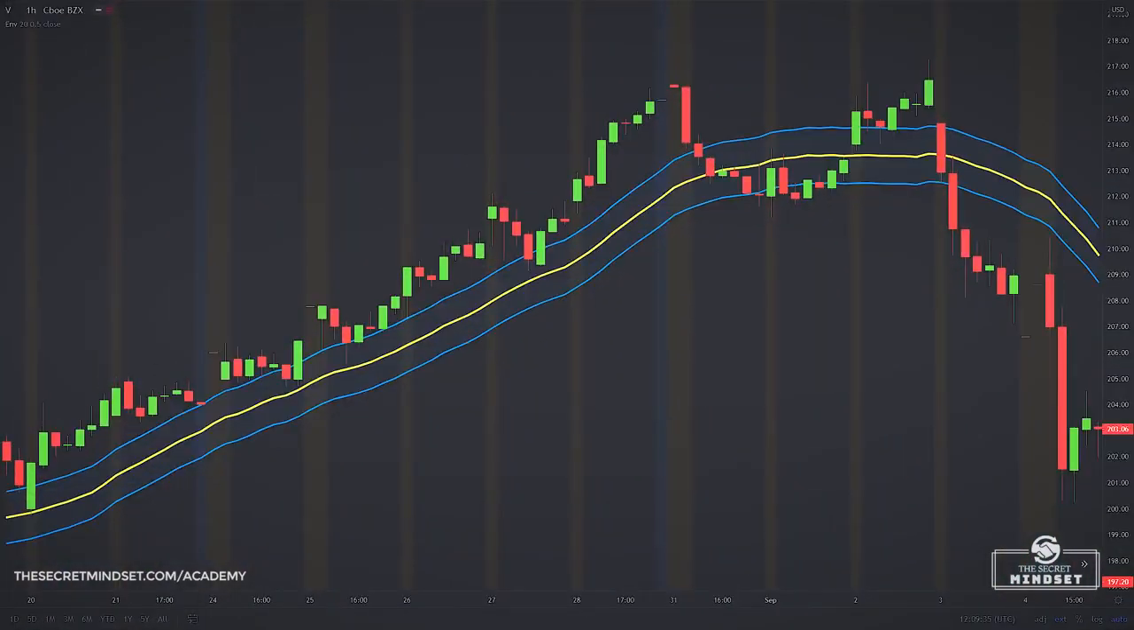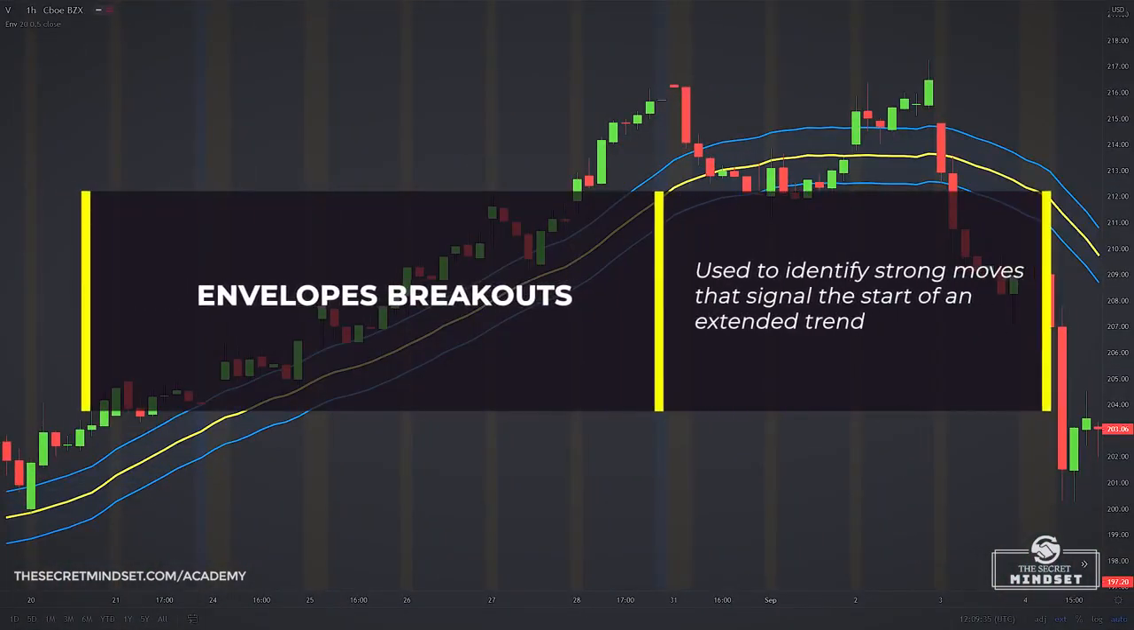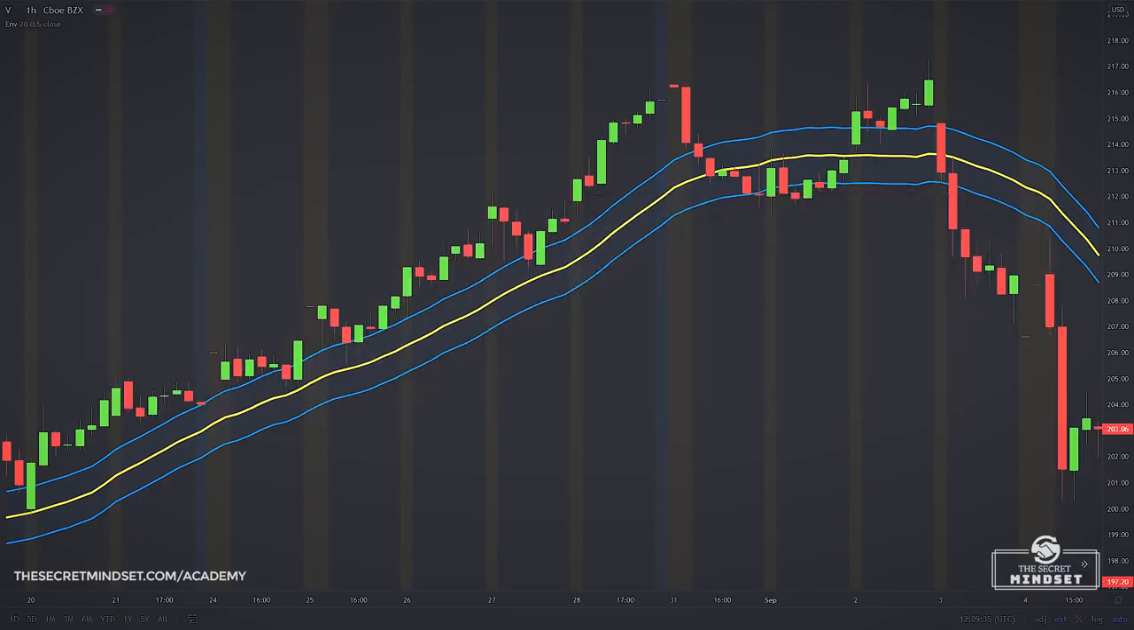Basically, moving average envelopes can be used to identify strong moves that signal the start of an extended trend. The trick, as always, is picking the correct parameters, which takes practice, trial, and error. In this example, notice how the price broke above the upper envelope and continued moving above this band. This shows buying strength. The inverse logic can be applied for a downtrend.